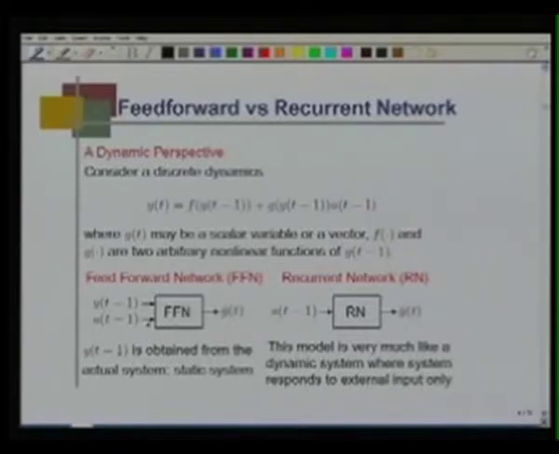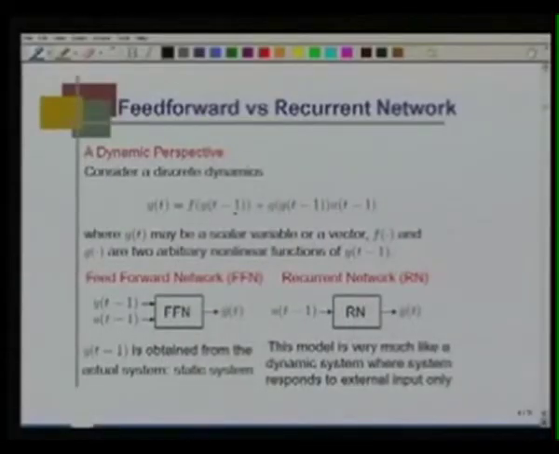Okay, so we discussed also what is feed forward versus recurrent network. If you look at a feed forward network, let us say a discrete dynamic, a mathematical form of a dynamic is y(t) is a function of y(t minus 1), where f is a nonlinear function, and g is g of y(t minus 1). This is another nonlinear function of y(t minus 1) into u(t minus 1). This is a specific type of nonlinear dynamics. Obviously, y(t) is a function of y(t minus 1) as well as u(t minus 1).